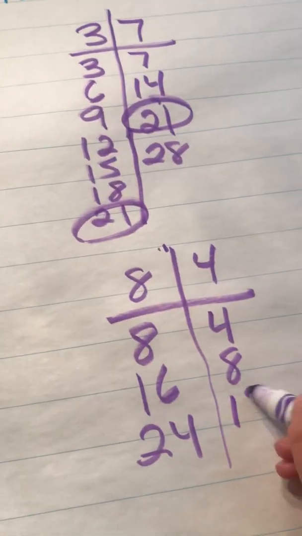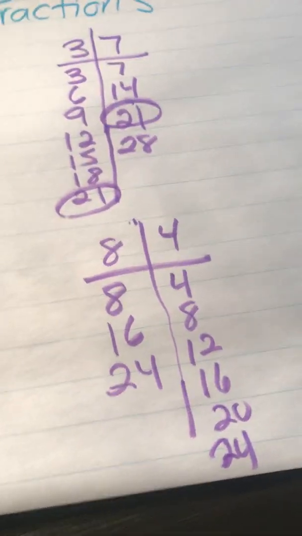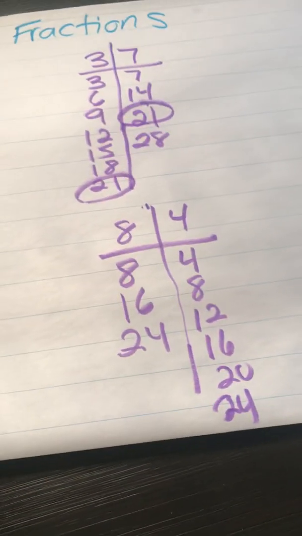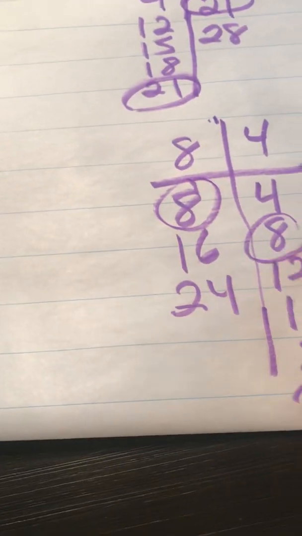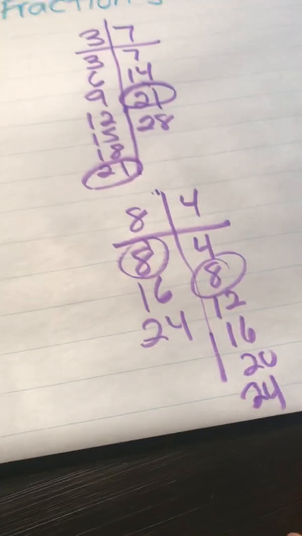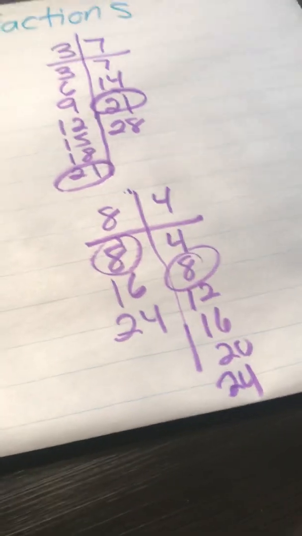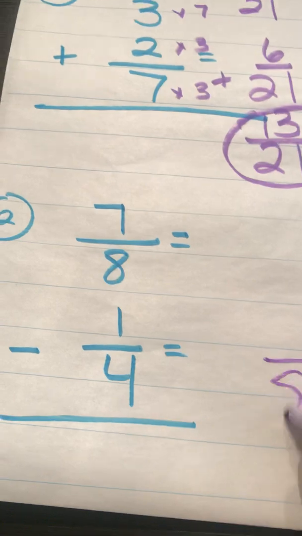Now I'm going to list my multiples for 4. 4, 8, 12, 16, 20, 24. I noticed that they have 8 in common. I noticed they have 16 in common. I noticed they have 24 in common. Always go with the smaller number. So I'm going to circle 8. 8 is my least common denominator. If you chose a different number, that's still okay, but you most likely will have more simplifying to do in your final answer.